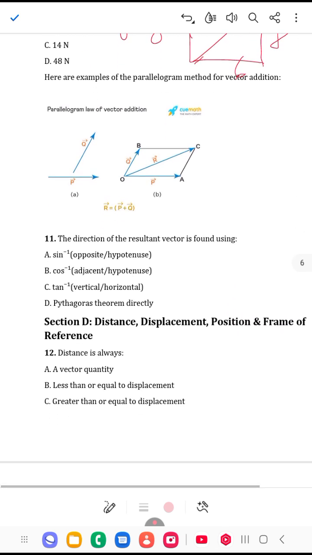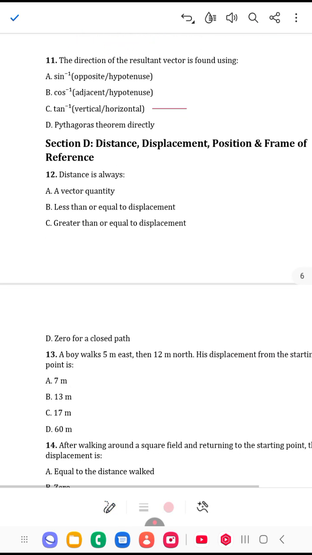Now, number 11. The direction of the resultant vector is found using, the answer is C. You can check the note above to get that answer. Number 12. Distance is always a vector quantity. The distance is not a vector quantity. Greater than or equal to displacement. Yes, distance is usually greater than or sometimes equal to the displacement. Distance cannot be less than displacement.